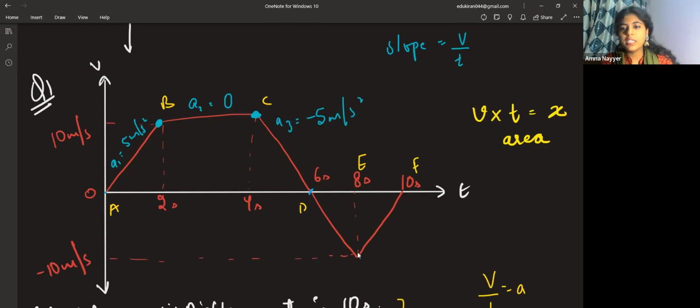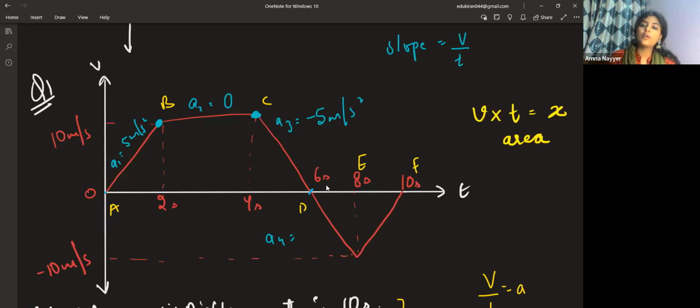From here to here, 6 to 8 seconds. Martin, what should be the acceleration for 6 to 8 seconds? The acceleration, right? Final minus initial, do it, divided by the time duration. What is the final velocity? From 6 to 8 seconds, what is the final velocity, Martin?